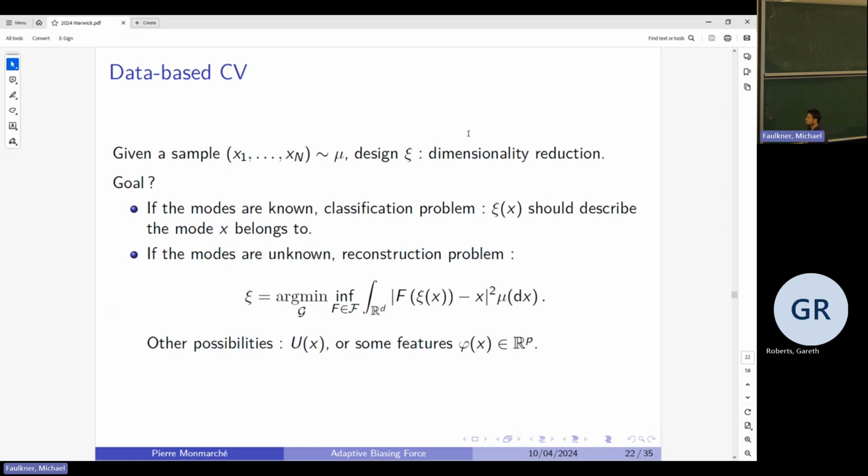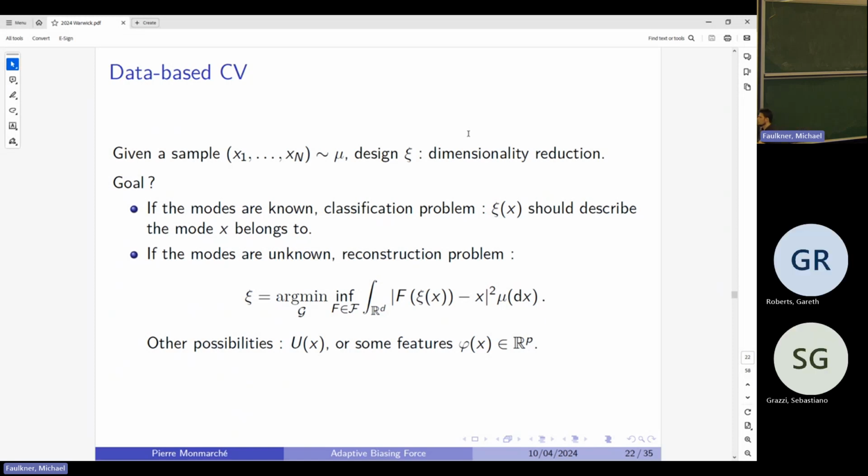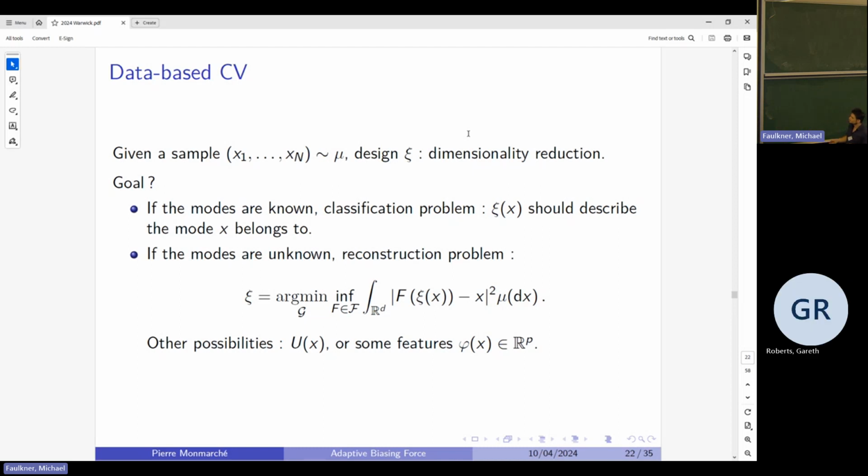Okay, so now, of course, it's a dimensionality reduction problem. So there is a lot of work on that. So let's say the question is, if you give me a sample according to my probability distribution, can I find good collective variables? And the question is, what is a good collective variable? We have already said it is difficult to say, I want to optimize the log Sobolev constant of the orthogonal coordinates. Basically our goal was to separate the modes.